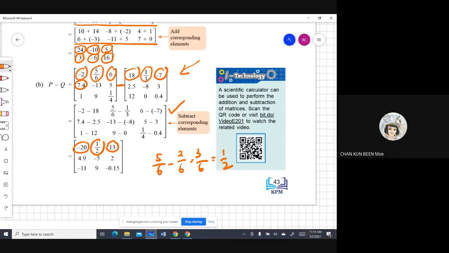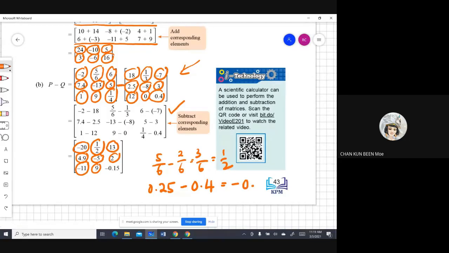7.4 minus 2.5 is 4.9. Negative 13 minus negative 8 means negative 13 plus 8, which is negative 5. 5 minus 3 is 2. 1 minus 12 is negative 11. 9 minus 0 is still 9, no change. 1 over 4 minus 0.4: 1 over 4 is 0.25, minus 0.4, you will get negative 0.15. So you get this. That is about addition and subtraction, the simple one.